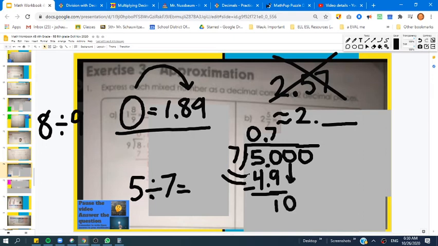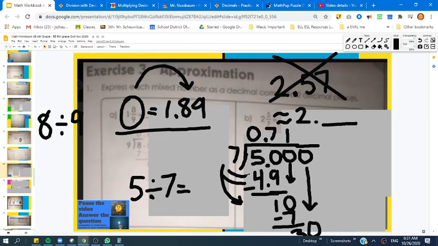Okay. How many times does 7 go into 10? 7 goes into 10 one time. 1 times 7 is 7. Subtract, and we'll come up with 3. We're going to bring down our next number.